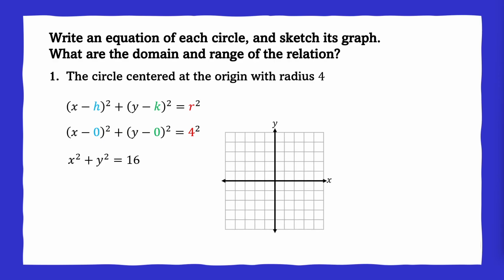To graph it, start by plotting the center at the origin. The easiest way to sketch the circle with a radius of 4 is to move 4 units in each direction, up, down, left, and right, to create a basic skeleton. Then draw a smooth curve connecting these points to form the circle. The circle stretches from negative 4 to 4 along both the x-axis and y-axis. Therefore, the domain of the relation, which represents all possible x values on the graph, is negative 4 to 4, inclusive. And the range, representing all possible y values, is also negative 4 to 4.